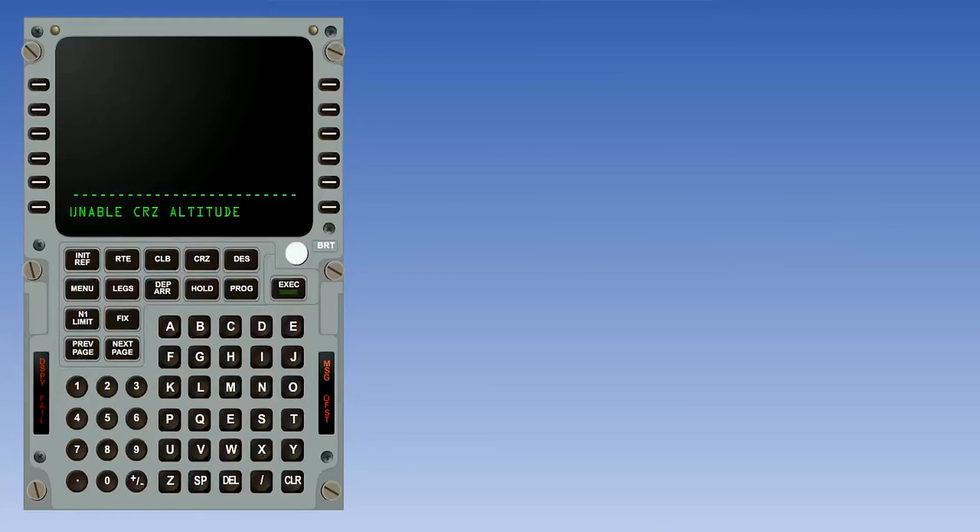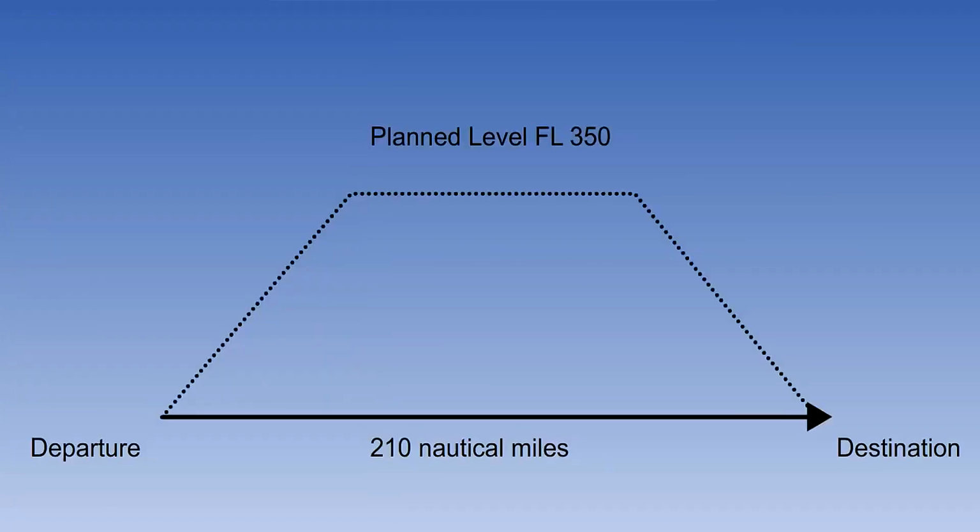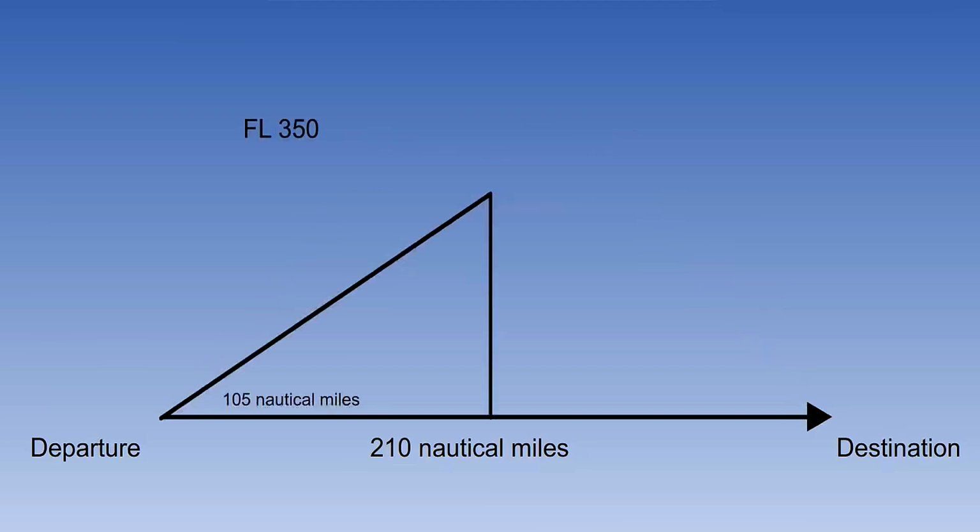Another possible message is unable cruise altitude. This is because the journey is too short for the requested cruise altitude. Suppose the route distance is 210 nautical miles and we select flight level 350. The computer will calculate the distance required for the climb at that level, taking into account weight, ISA deviation and wind. A typical figure would be 105 nautical miles.